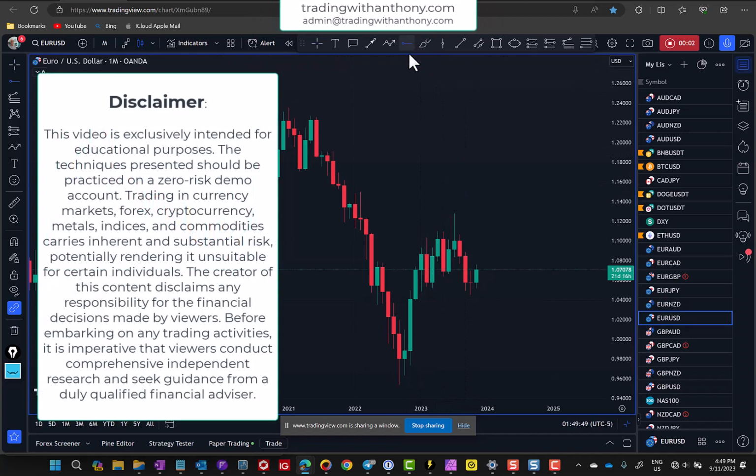We are looking at the euro dollar. Coming back to the monthly time frame, have a look up here. We've got the low of this distribution candle on the 1M. So from what I'm seeing, there's still room for this to move north.